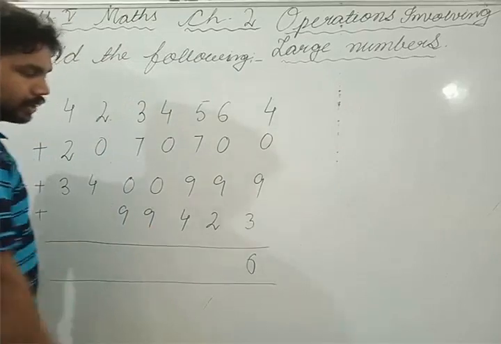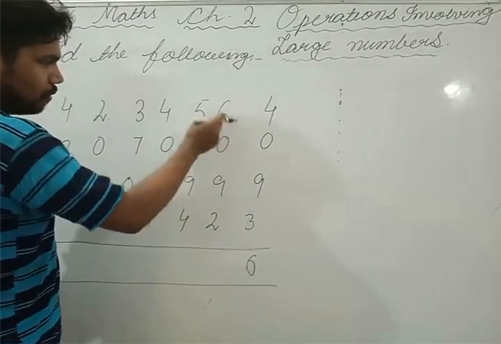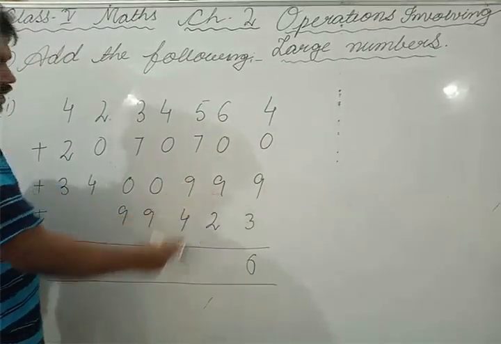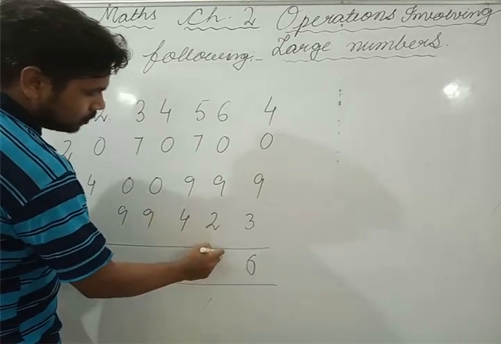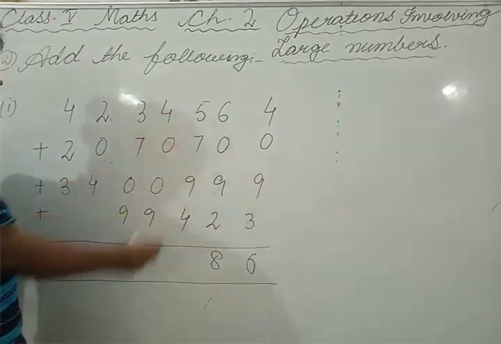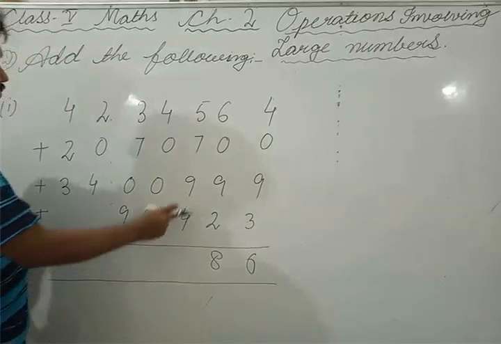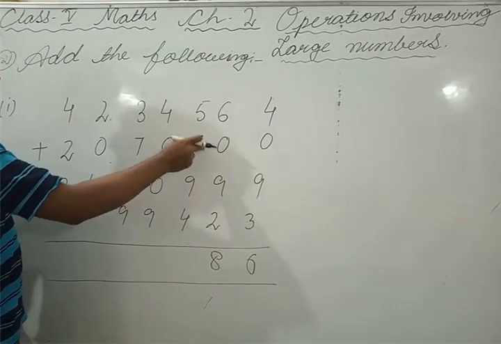So 6 will be there. Okay. So 1 will be carried. 1 will be carried. So 9 plus 1 is 10. 10 plus 8 is 18. So 8. 1 is carried. So 9 plus 1 is 10. 10 plus 7 is 17.